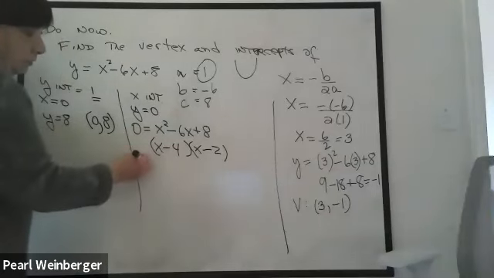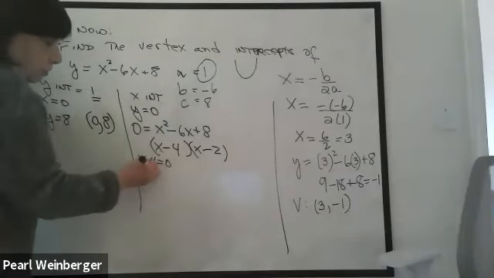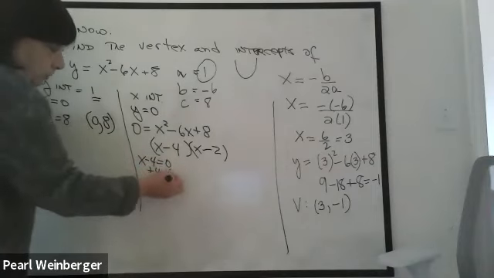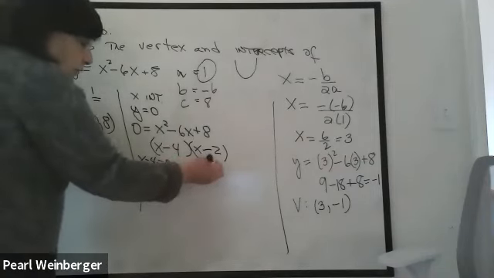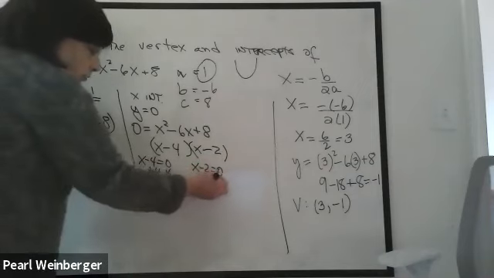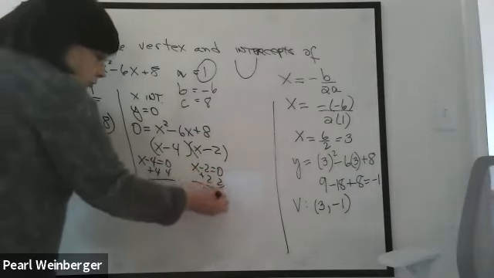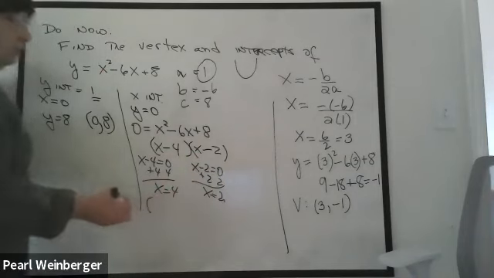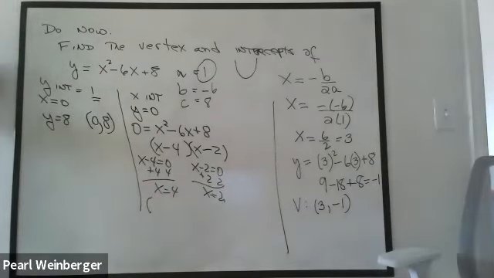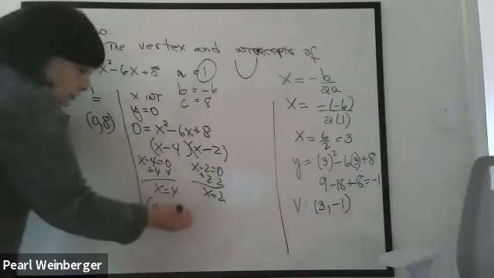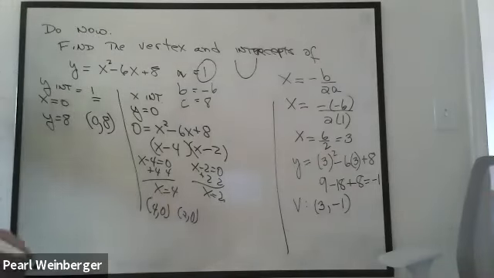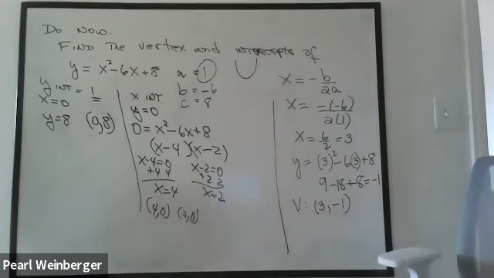And then we set each of these equal to 0. X minus 4 equals 0 will give me x equal to 4. And x minus 2 equal to 0 will give me x equal to 2. So our 2 x-intercepts, and that's the most common situation, is that you will have 2 x-intercepts, are 4, 0 and 2, 0. And with this information, you could very nicely draw the graph of the parabola.